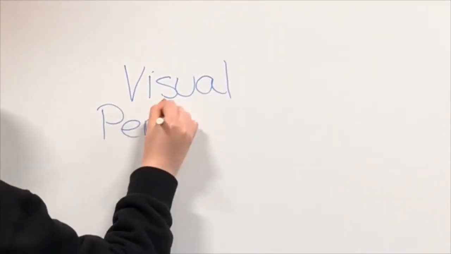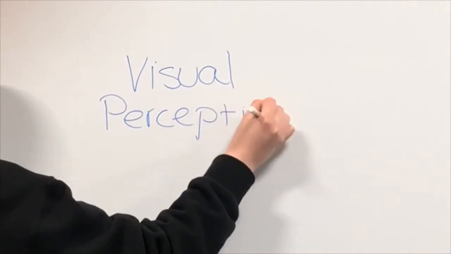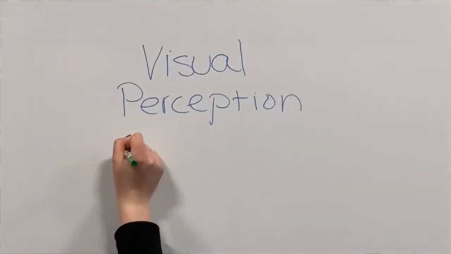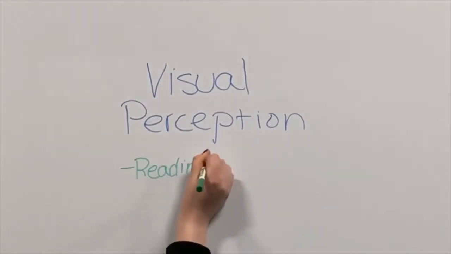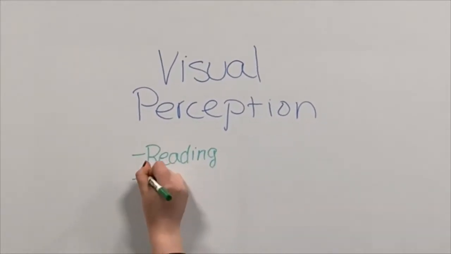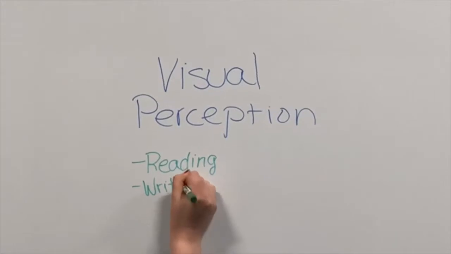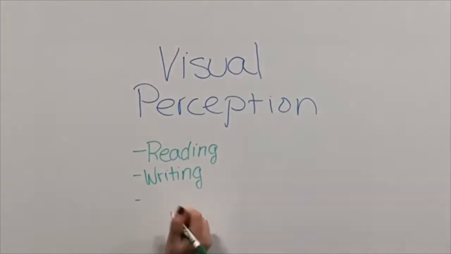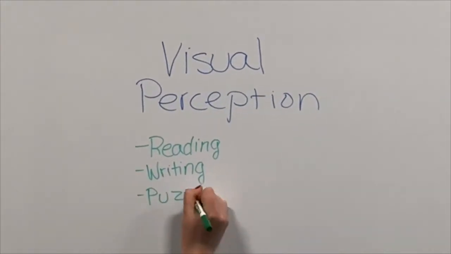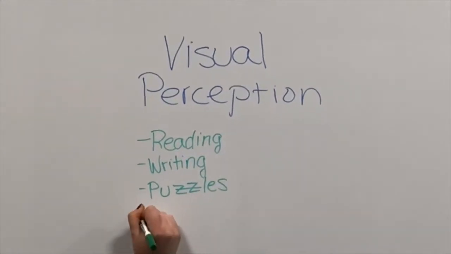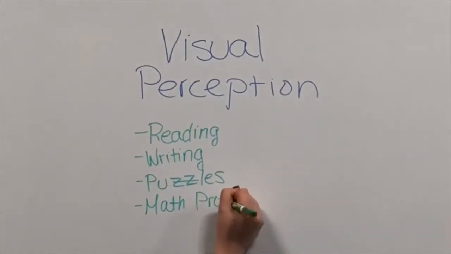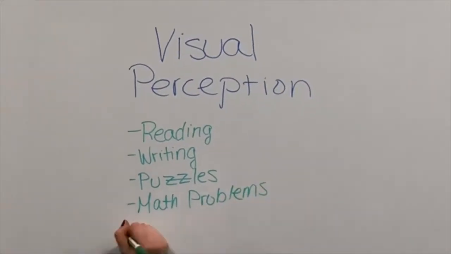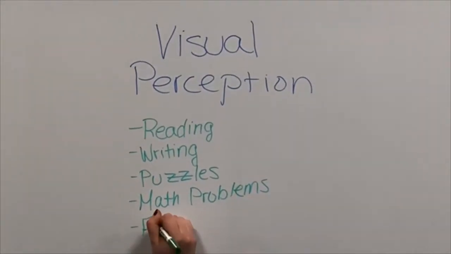Visual perception is the ability for the brain to comprehend and interpret everything that the eyes see. It is an important ability for everyday tasks such as reading, writing, completing puzzles, math problems, as well as finding a missing article among many objects.